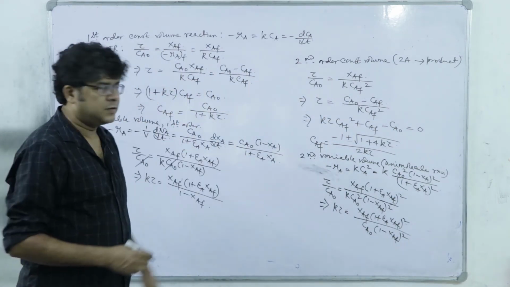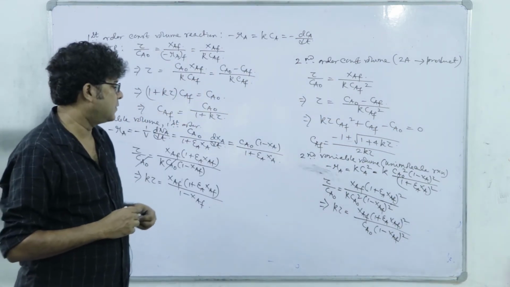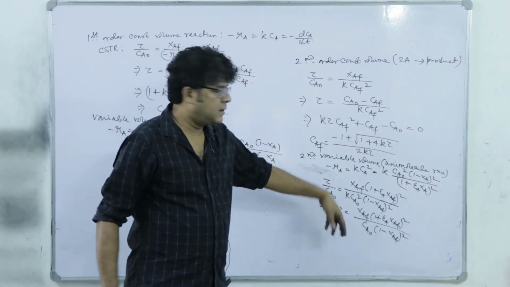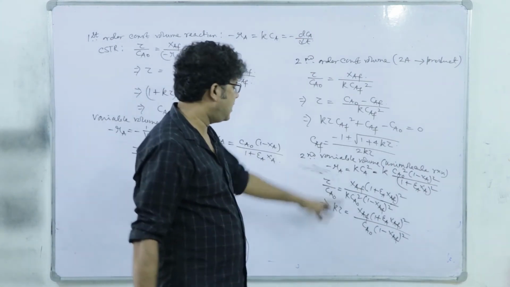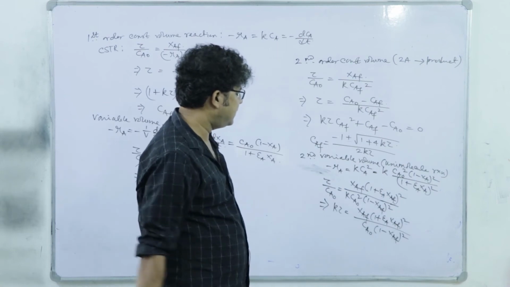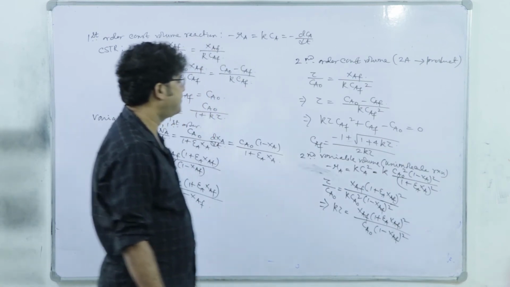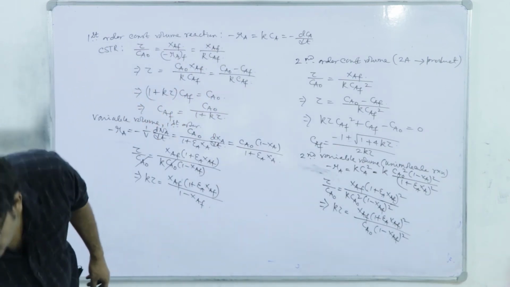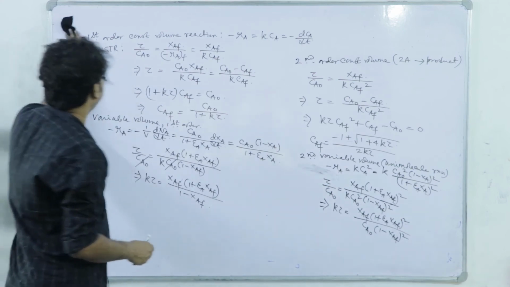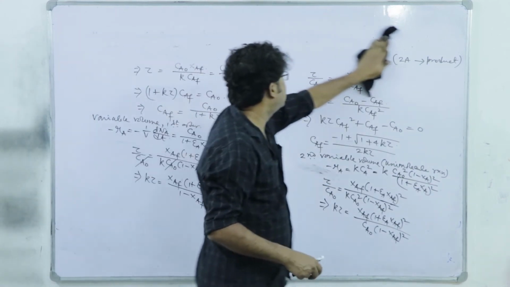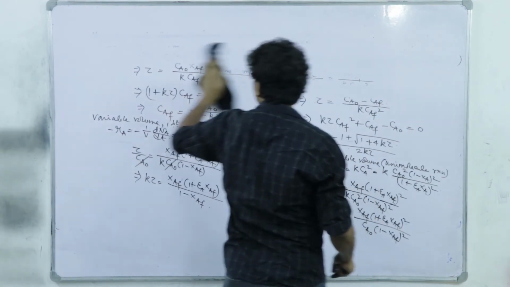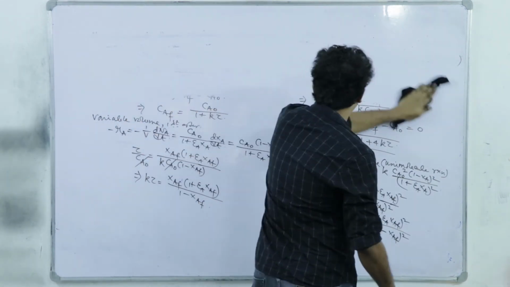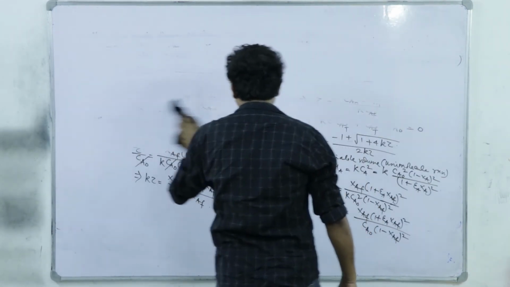So if I need to solve for this Xaf, we have to solve this cubic equation, and we can go for trial, and from there we can solve for this Xaf. Right. Now for the PFR, what will happen? This was the CSTR, the standard elementary reaction we have discussed.